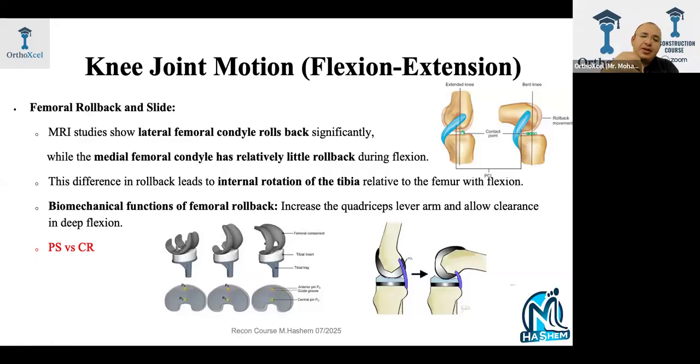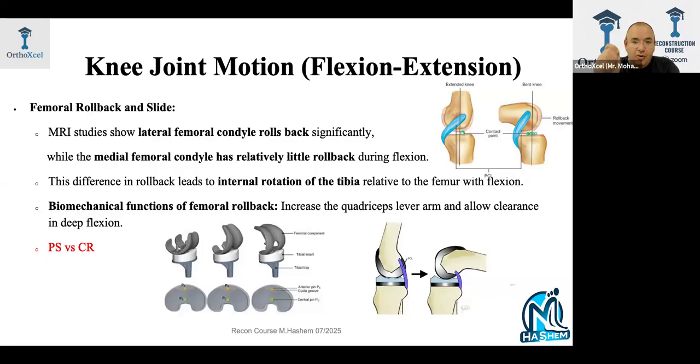For this to happen, you have to have a normal bony shape of the femoral condyle and tibial condyle. You have to have all your ligaments and muscles working normally. If you don't have a PCL, if you don't have stability in the collateral ligaments, if you don't have normal hamstrings, if you don't have a normal quadriceps, this femoral rollback will be affected and you will not have the normal femoral rollback.